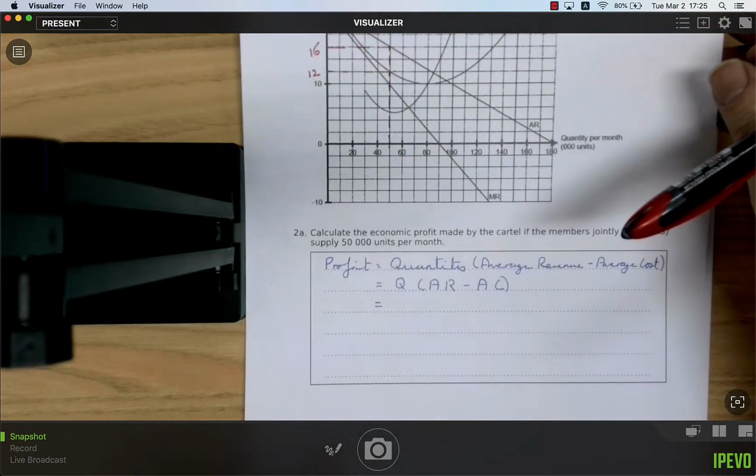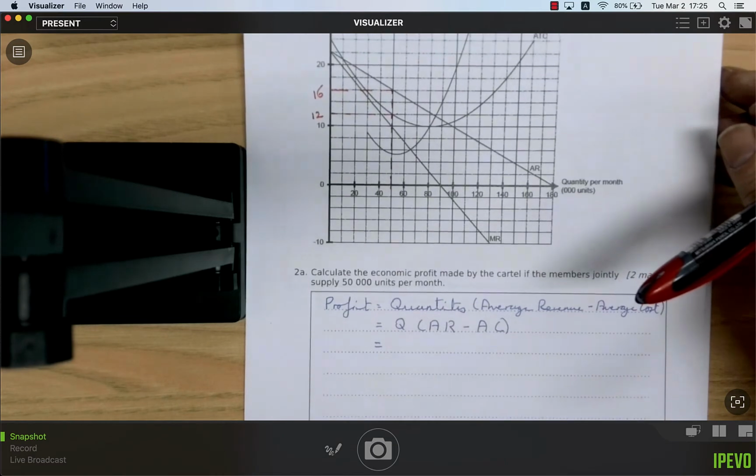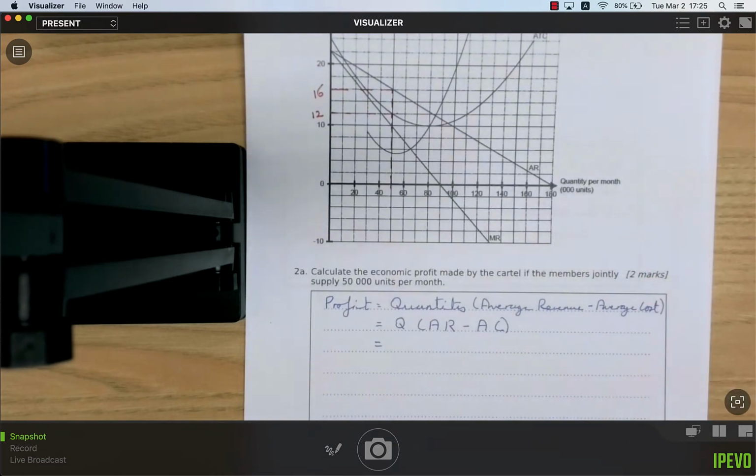Now, we've looked at that, so let's analyze it a little bit better. I'll just take this down so you can see everything there. Profit equals quantity multiplied by average revenue minus average cost, and we know it's total revenue minus total cost and all this kind of stuff. So quantity is 50,000 units.